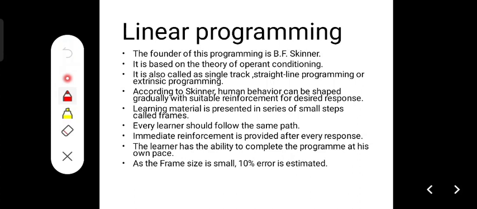It is also called as single-track, straight-line programming or extrinsic programming. According to Skinner, human behavior can be shaped gradually with suitable reinforcement for desired response. Learning material is presented in series of small steps called frames. Every learner should follow the same path. Immediate reinforcement is provided after every response. The learner has the ability to complete the program at his own pace. As the frame size is small, 10% error is estimated.